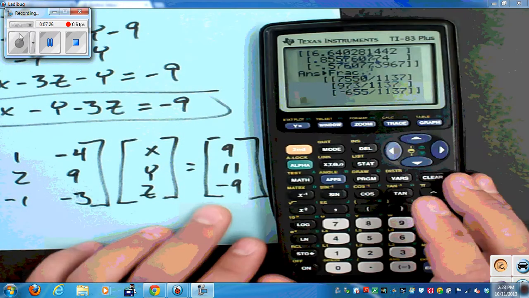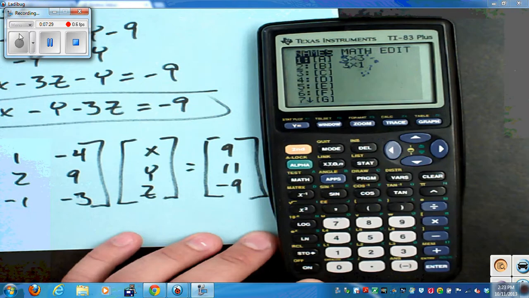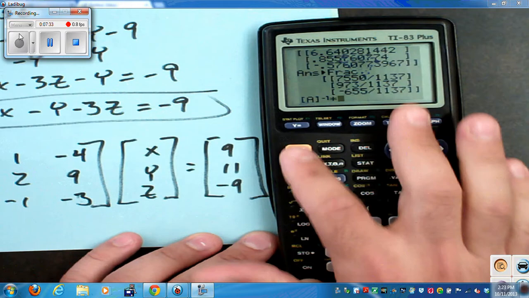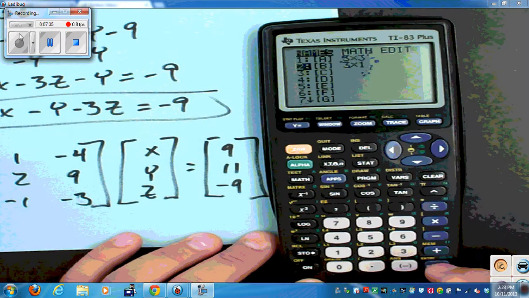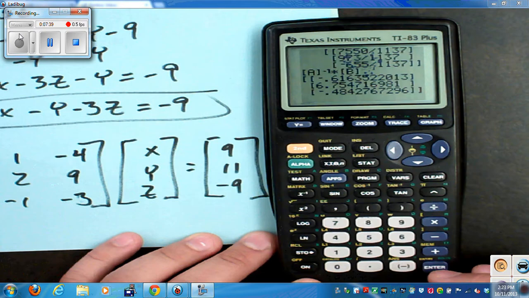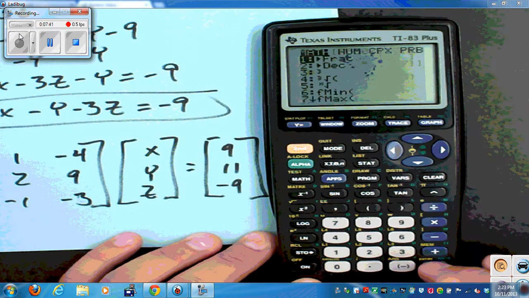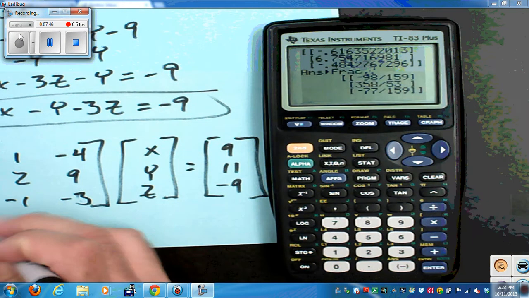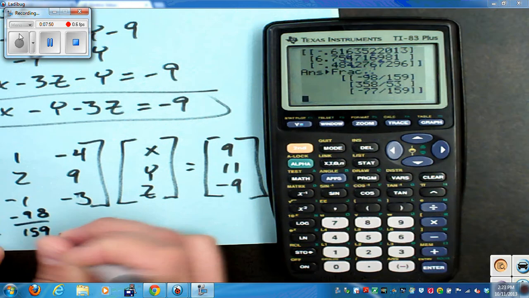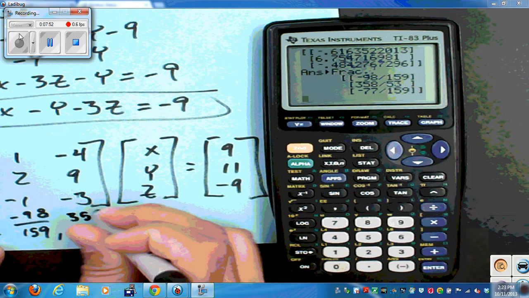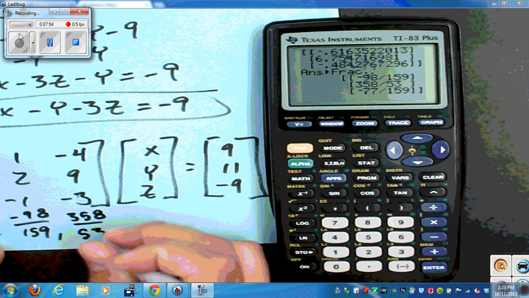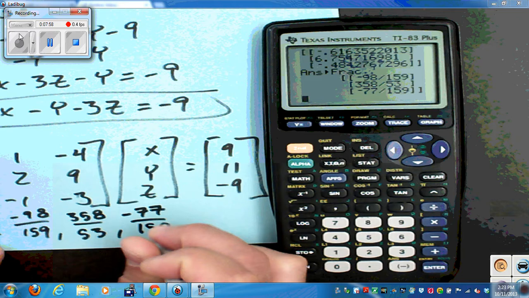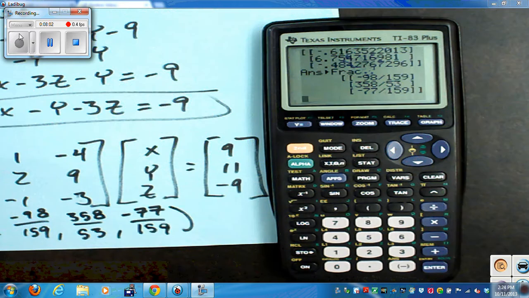I'm going to do the inverse of matrix A. So I go in, I select matrix A to the power of -1 times matrix B. Go into matrix, select B, hit enter. It gives me this crazy number. See if I can turn it into a fraction. And I can. I'm going to write it as a point. X is -98 over 159. Y is 358 over 53. And Z is -77 over 159. For those of you that are worried that I'm not going to show you how to do this on your own, don't worry, I will.